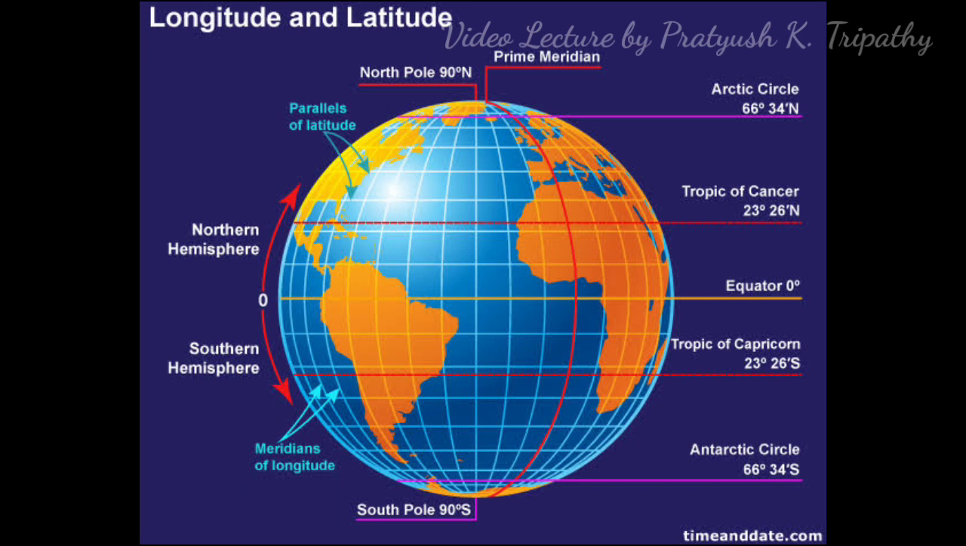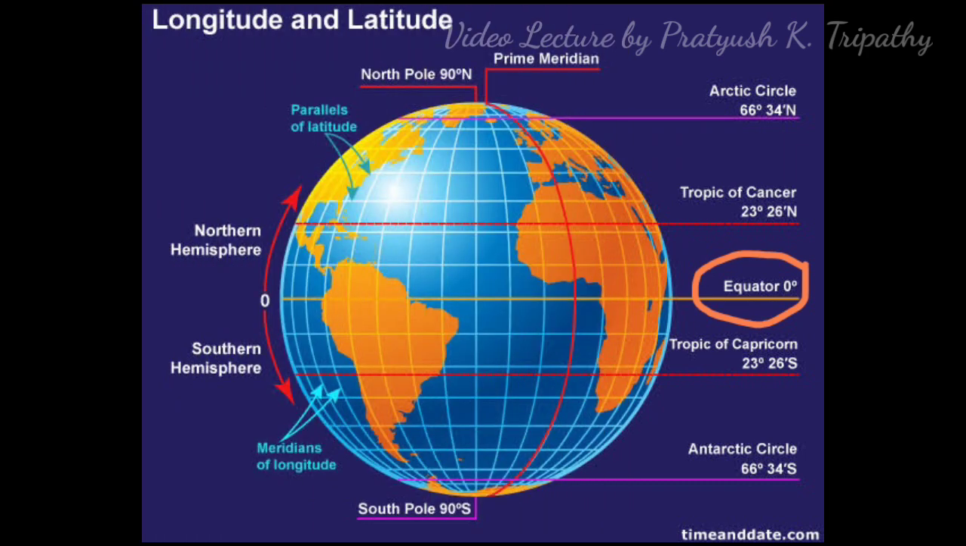Now let's talk about the five main parallels of latitude. The five main parallels of latitude are the equator, the Tropic of Cancer, the Tropic of Capricorn, the Arctic Circle and the Antarctic Circle. Equator. The 0 degree latitude divides the earth into two equal halves. This is the only great circle and all the others are smaller circles. The distance from the equator to the pole is approximately 10,000 kilometers.